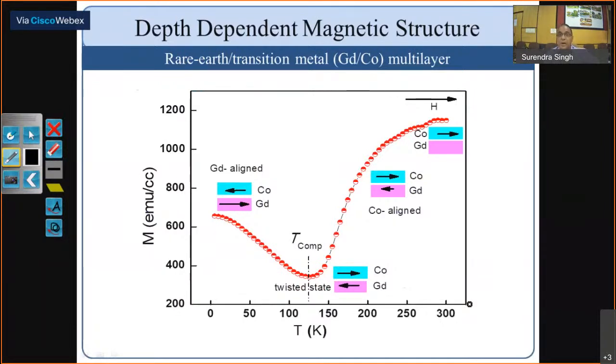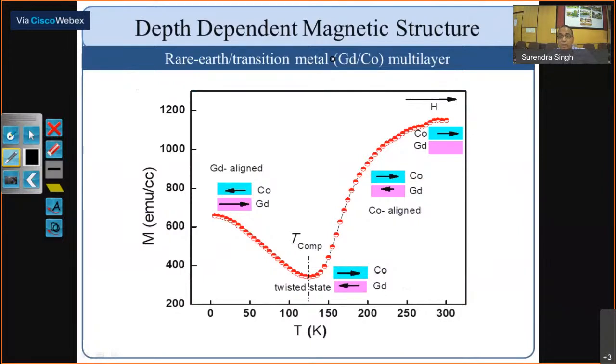neutron reflectivity. One of the systems which we have studied is a rare earth and transition metal, Gd cobalt multilayer. Okay, and you know Gd is a rare earth, and cobalt is a transition metal. Gd is ferromagnetic, and its TC is around 273 K. Okay, and cobalt is ferromagnetic at room temperature and has a higher TC, more than 1000 K. Okay.